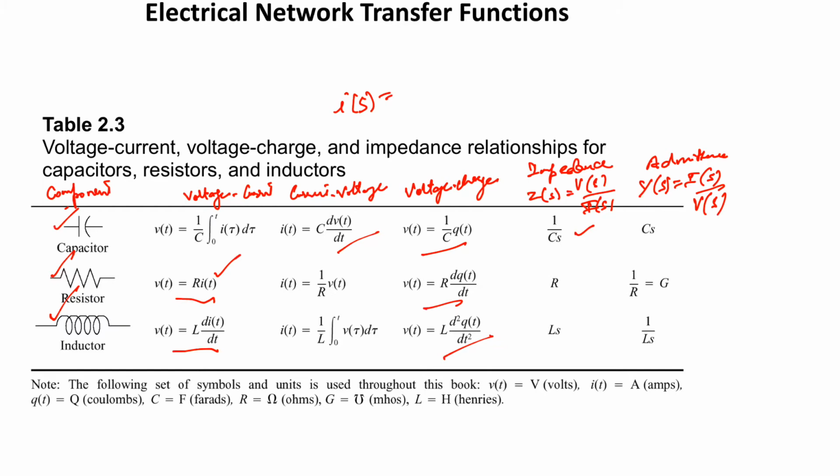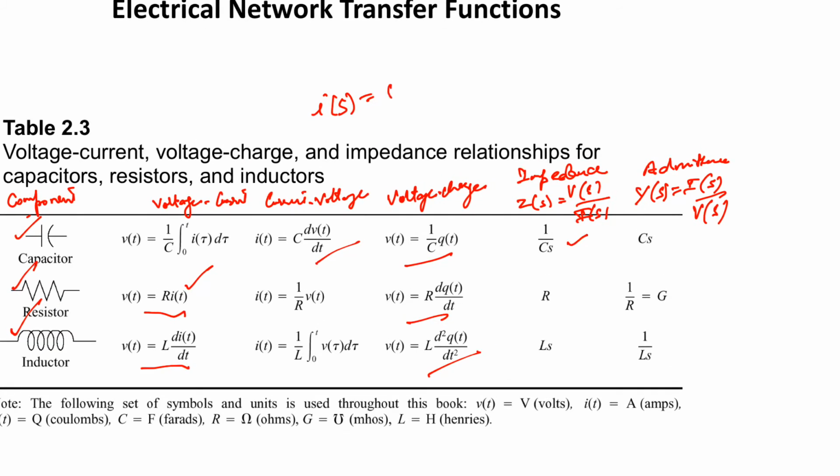That is, we have I(s) equal to C s V(s). How to calculate the impedance? Which implies that V(s) by I(s), sorry, we have to use the capital I in S domain, is equal to 1 divided by CS. So we get 1 divided by CS.